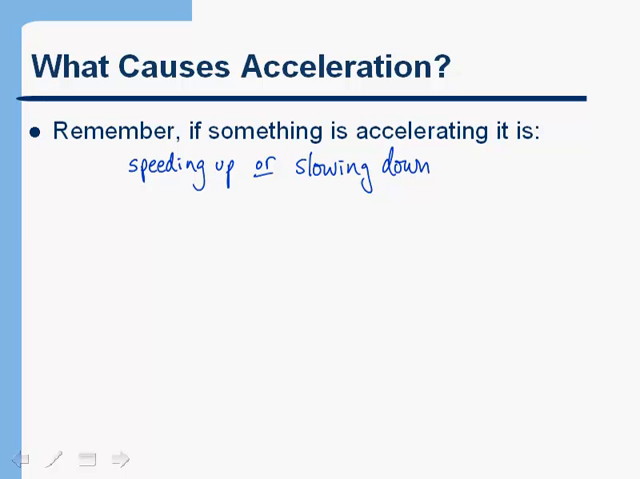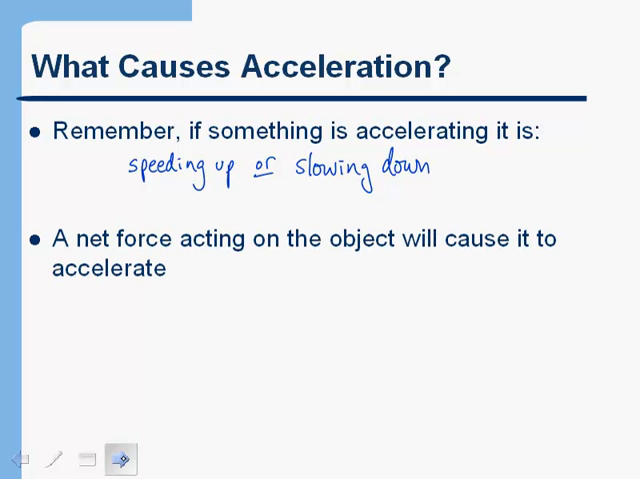Well, it turns out that a net force on an object will cause it to accelerate. And if you think about this, Newton's first law really kind of tells us that, because Newton's first law says that if an object does not have a net force acting on it, then the object will not accelerate. In other words, it will continue at a constant speed or it will stay at rest. So if there is a net force on an object, then the object is going to accelerate.